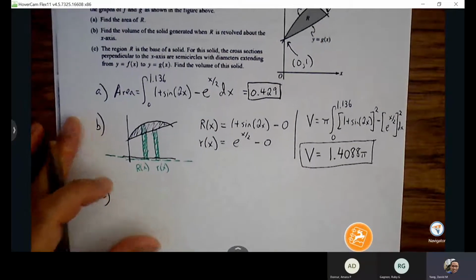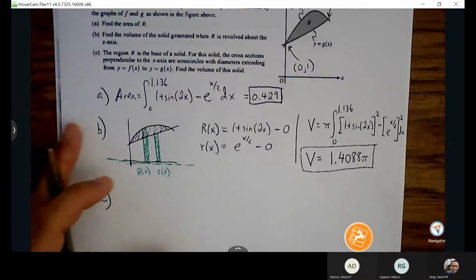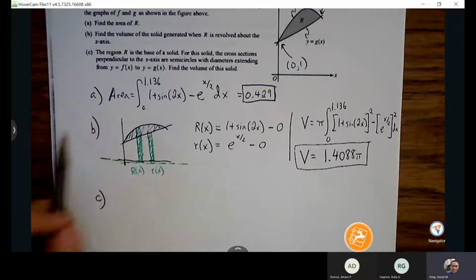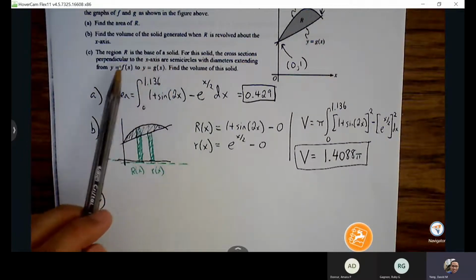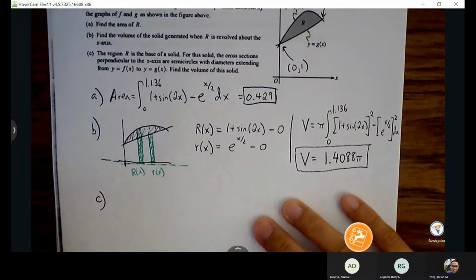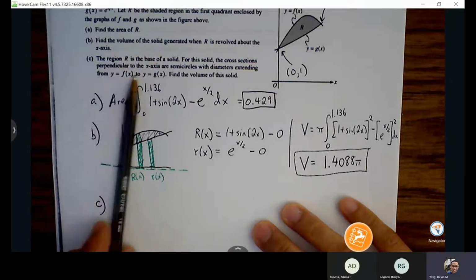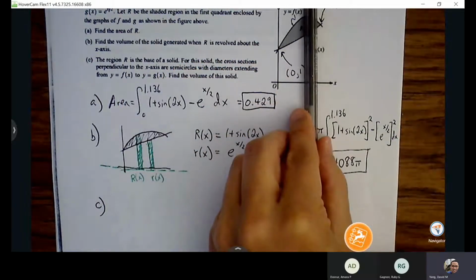Okay, questions so far? Okay, region R is the base of a solid. For the solid, the cross sections are perpendicular to the x-axis. Okay, so x-axis is this way, perpendicular, still vertical, right?